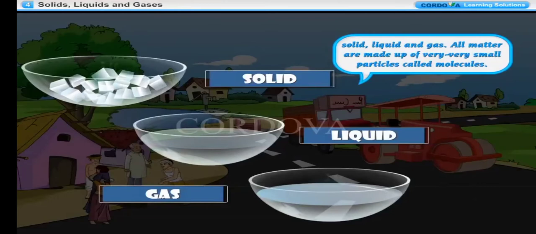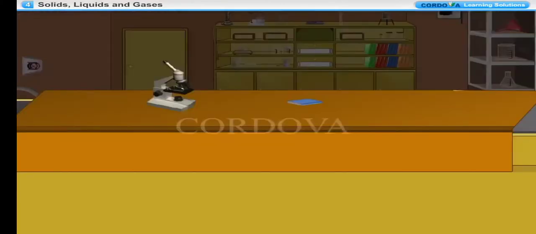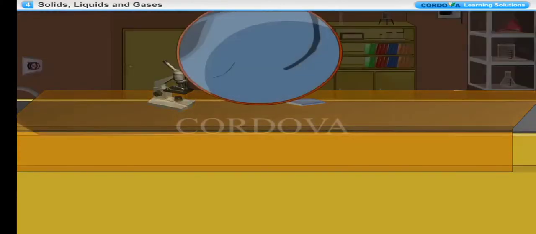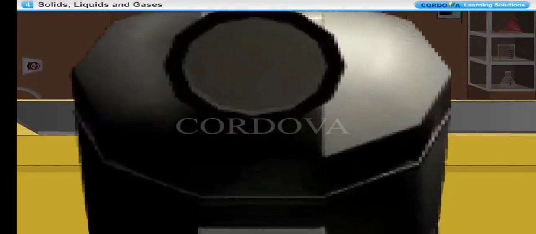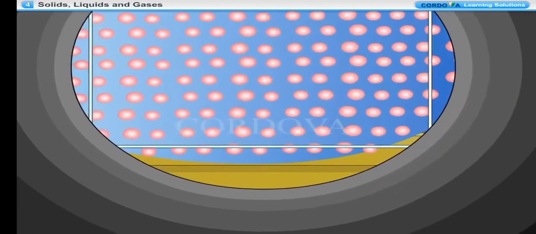We know that matter is found in three states, or forms: solid, liquid, and gas. All matter is made up of very, very small particles called molecules. We can see these molecules through a special microscope. The manner in which molecules are arranged within the matter results in the three different states of matter.